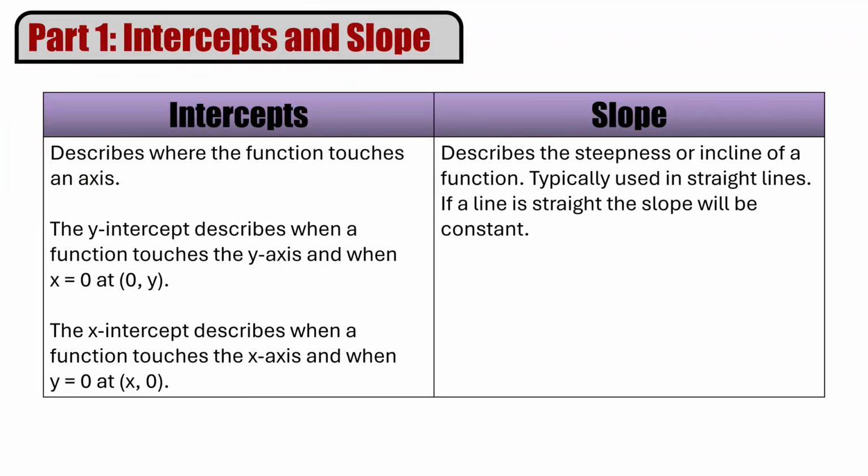Let's start with 2 big ideas that help us graph any line. Intercepts and slope. An intercept is where a line touches one of the axes. There are 2 kinds, the y-intercept and the x-intercept. The y-intercept is where the line hits the y-axis. At this point, x is always 0, because we are on the vertical axis. So the point looks like (0, y).